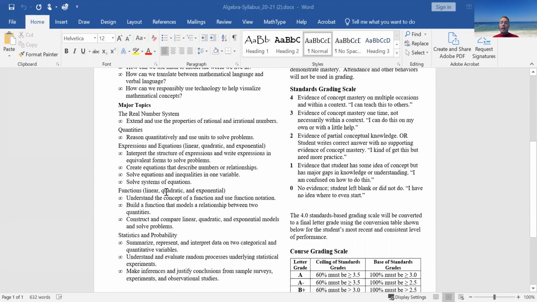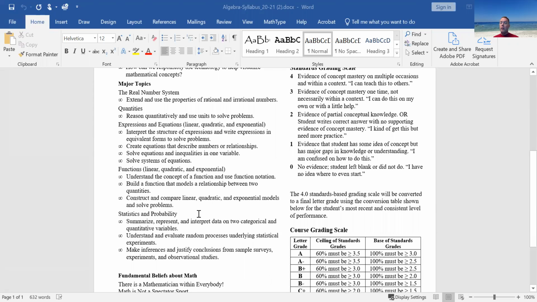The major topics are listed here on the syllabus. We're talking about the real number system, extending that past where they work with integers and rational numbers in middle school. We're going to deal with quantities, which covers expressions and using different units to solve problems, and solving equations. Specifically, the types of equations that we look at in Algebra 1 are linear, quadratic, and exponential. We'll touch on some other things, but those are the three main types that we cover this year. And all the different things that we do with them: graph them, solve them, write equations, all that stuff. We're going to talk about the formal idea of a function and what those are.